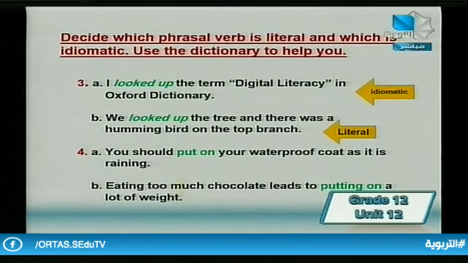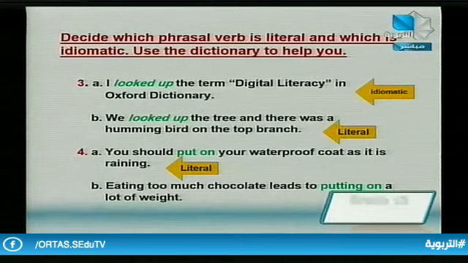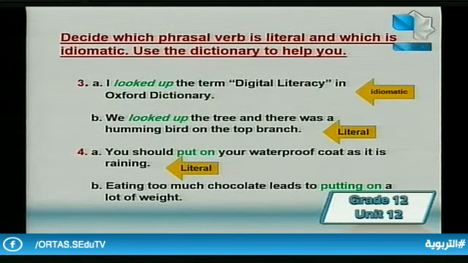The second sentence: eating too much chocolate leads to putting on a lot of weight. Yes, here it has an idiomatic meaning. It means to gain weight. Very nice indeed. So eating too much chocolate leads to putting on a lot of weight.